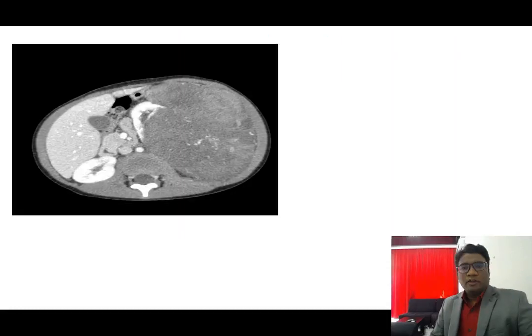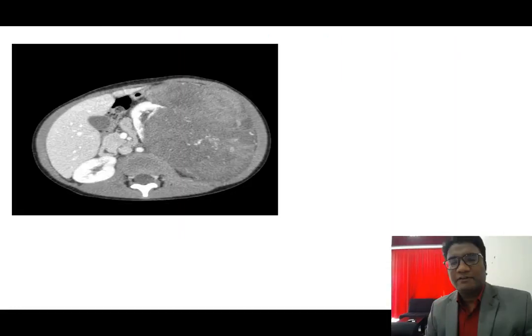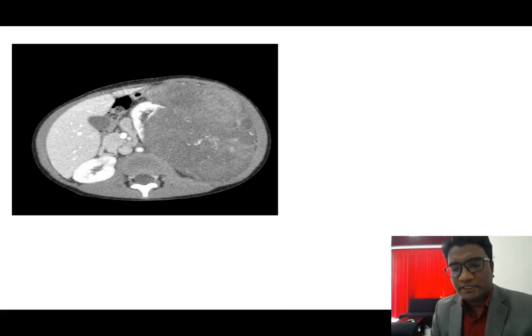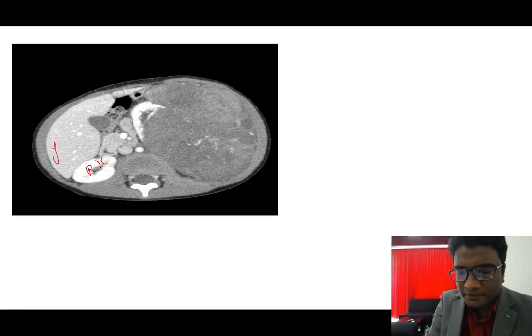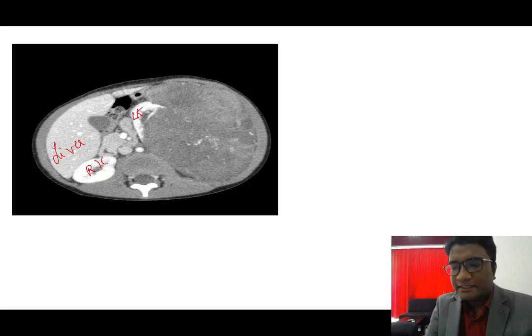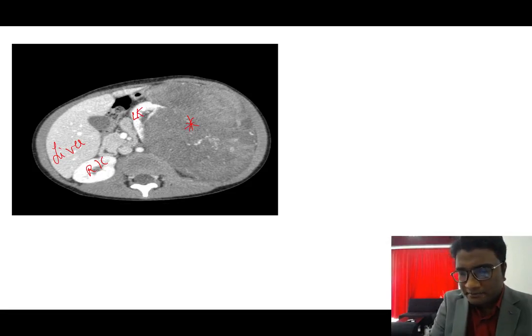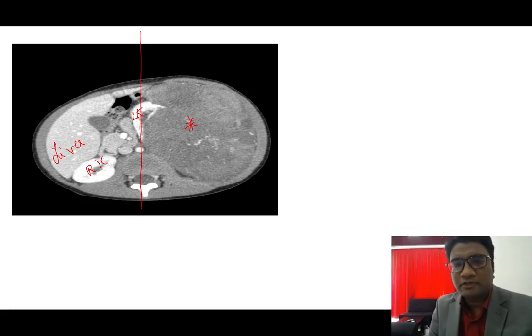Now what do you think is this lesion? Where is this lesion arising from? Look at the CT scan. You can see a lesion coming from the left kidney. This is the right kidney, this is the liver, and this is the left kidney. This lesion is arising from the left kidney. Is it crossing the midline? Let me draw a line here. No, it is not crossing the midline.